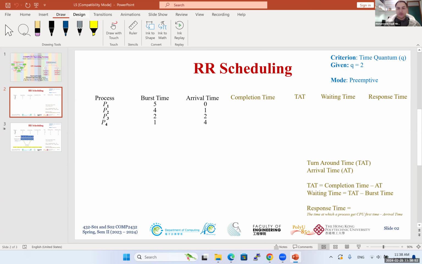If you notice here, the given criterion to solve this numerical for round-robin scheduling is the time quantum. Here, the time quantum is defined as Q equals 2. What I mean by Q equals 2 is that the CPU will execute each process for 2 seconds. If the process does not complete its execution within these 2 seconds, it will need to wait in the ready queue and come back after all the processes get executed. In this way, you are giving a good response to all the processes in execution.